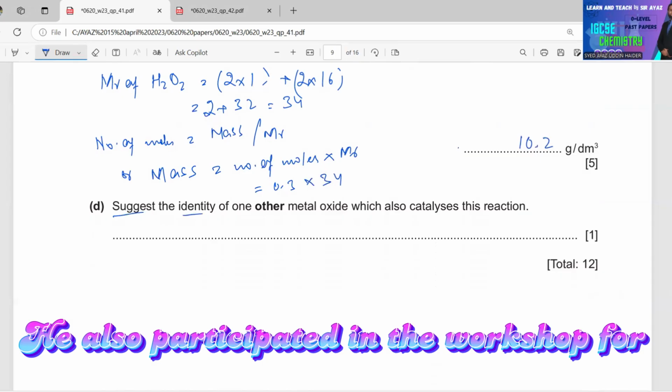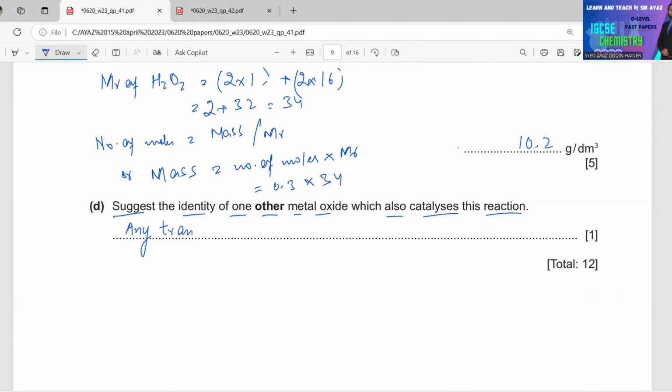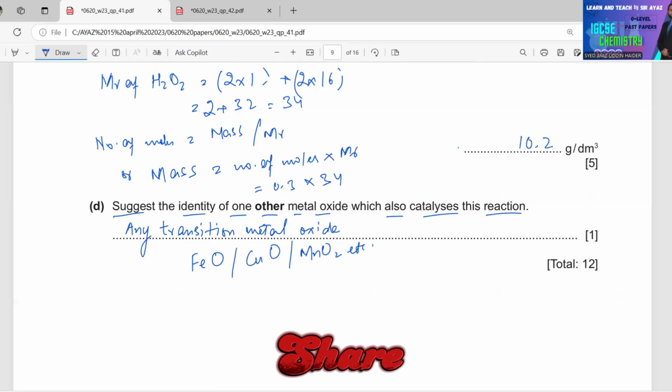D. Suggest the identity of one other metal oxide which also catalyzes this reaction. You can take any transition metal oxide. Transition metal oxides act as a catalyst. For convenience, I am giving some examples like iron oxide, copper 2 oxide, or MnO2, etc.